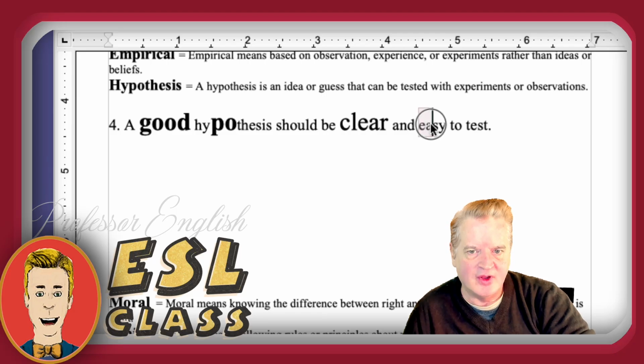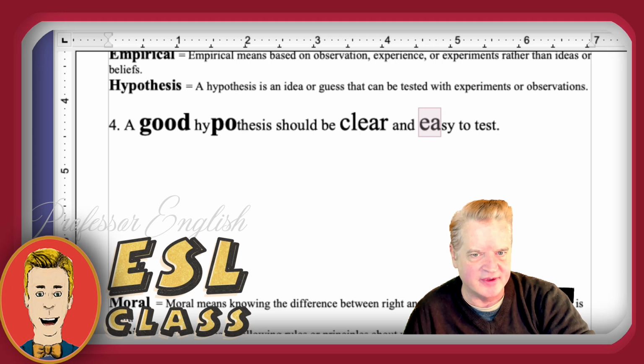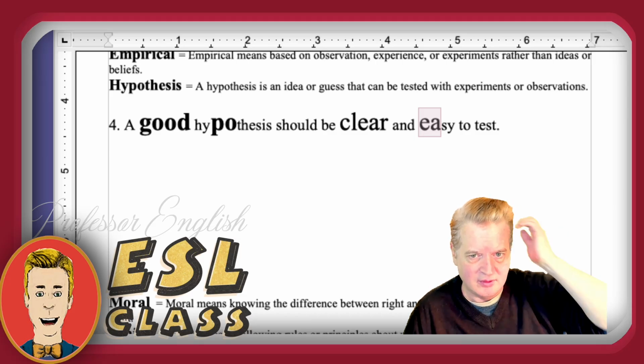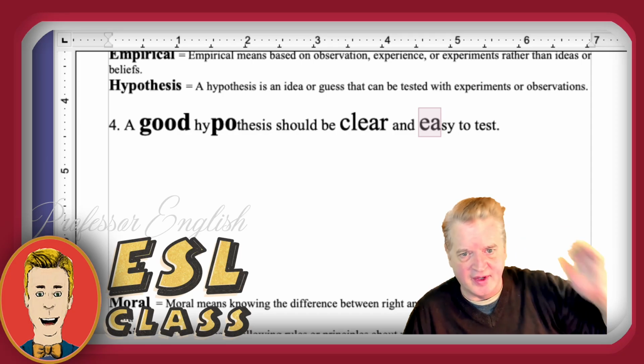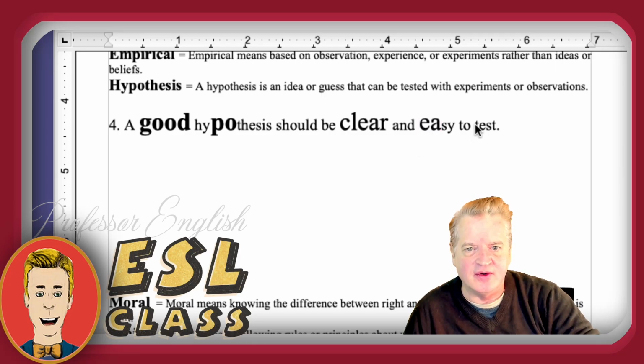Can you say the word clear for me? Say it very slowly. I want to hear you pronounce that word clear. Clear. Okay, so you hear there are two sounds in there: "ia." It's not just "e," but "ia." Clear. Clear and easy.